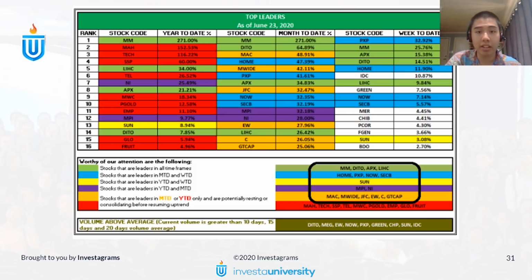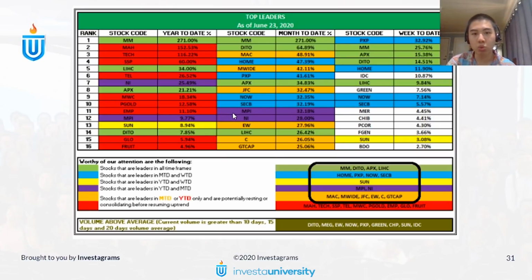Here are some of the market leaders in June. Year to date, we have IPO, up 200%. We have MAH, up 100%. And note, this is after the market crash, Tech went up 116%. Year to date means from January all the way to June 22. And then PLDT, Tel, a blue chip, went up 26%.